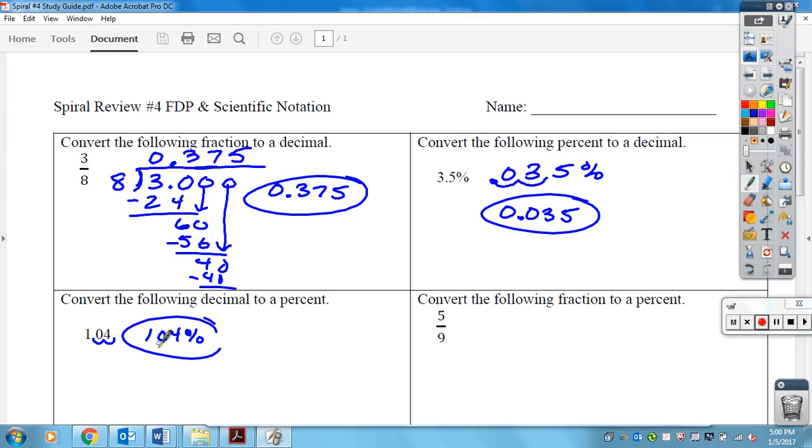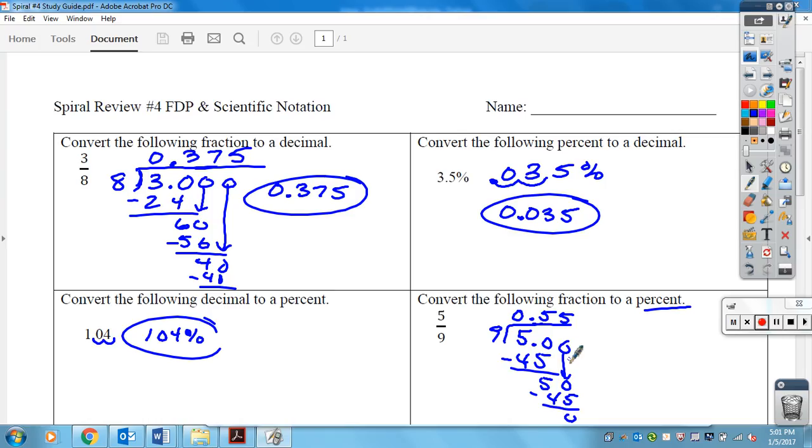Convert the following fraction to a percent this time. Make sure we're reading. The top number goes on the inside, 9 on the outside. Does 9 go into 5? No, so add a decimal. Does 9 go into 50? Yep, 5 times. That's 45 with 5 left over. Zeros drop from underneath. Does 9 go into 50? Yep, 5 times, which is 45 with 5 left over.